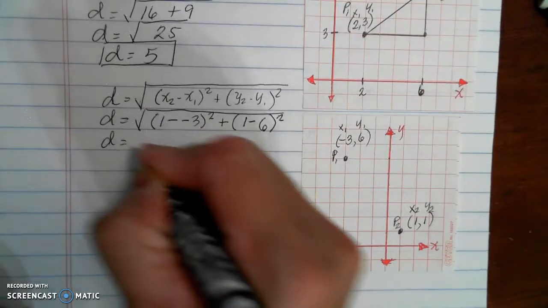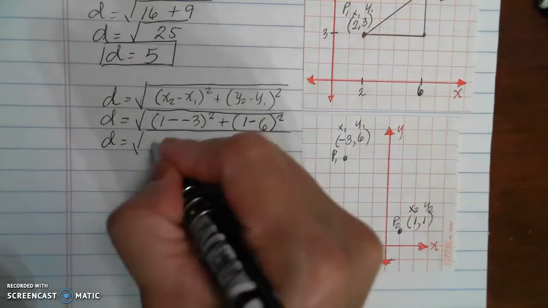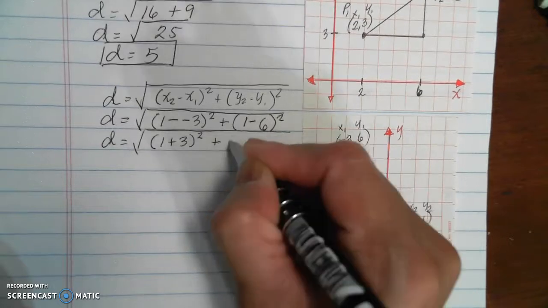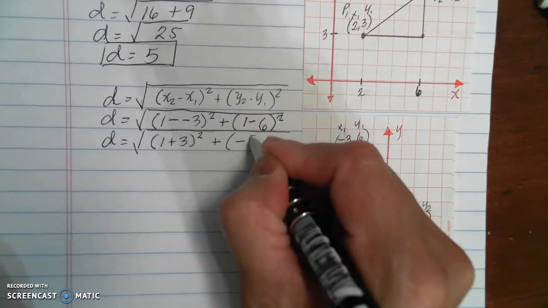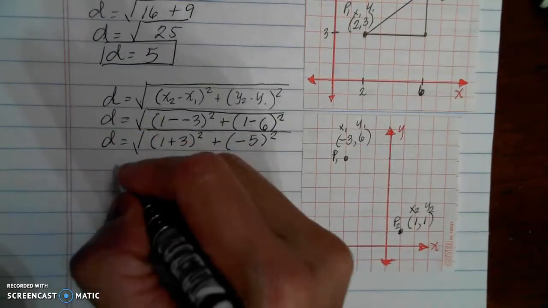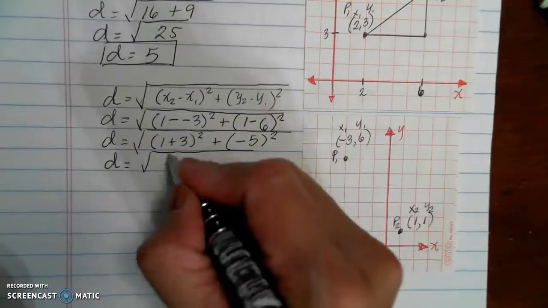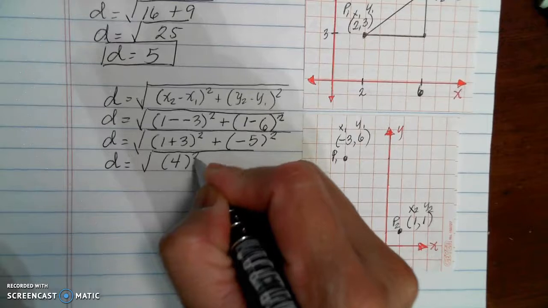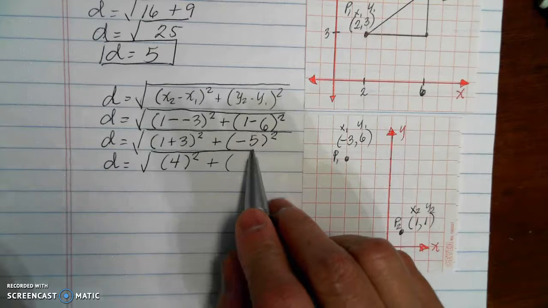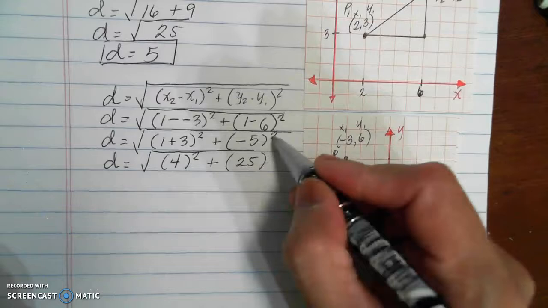Distance is equal to, we all know that double negative becomes positive, right? So 1 plus 3 squared plus, this is a negative 5 squared. And let's keep on going. So D is equal to square root of, that is a 4 squared plus negative 5 times negative 5 is positive 25. No more squared because you already did that.